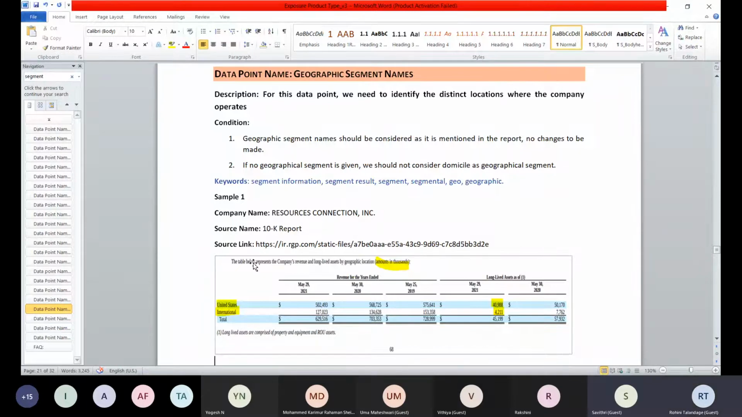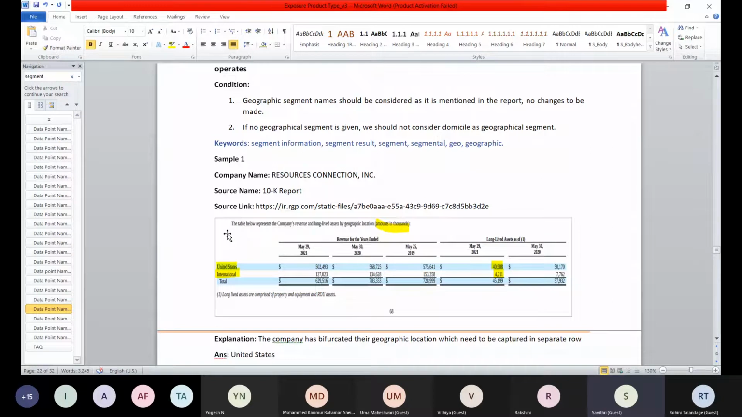Here you have to take as it is, they have given the names. You should not make any changes in this. Now suppose this company belongs to the US, right? Some people can think that United States means it is domestic revenue, domestic segment. So you should not make any changes in the names of the geographical segments. You have to take as it is.